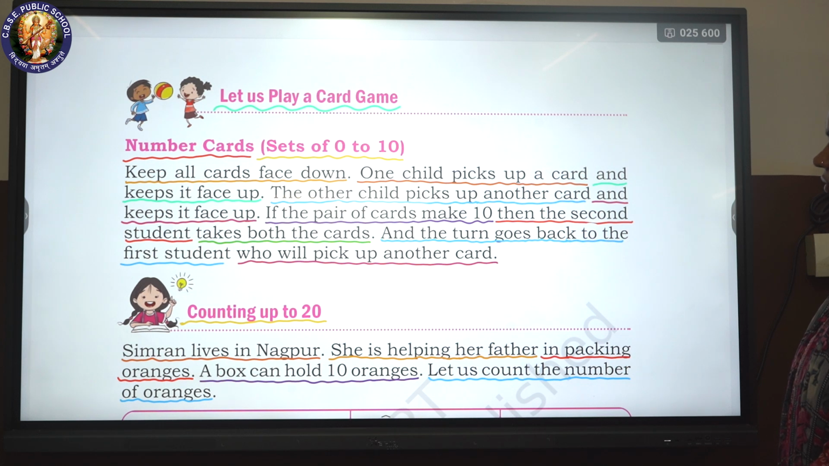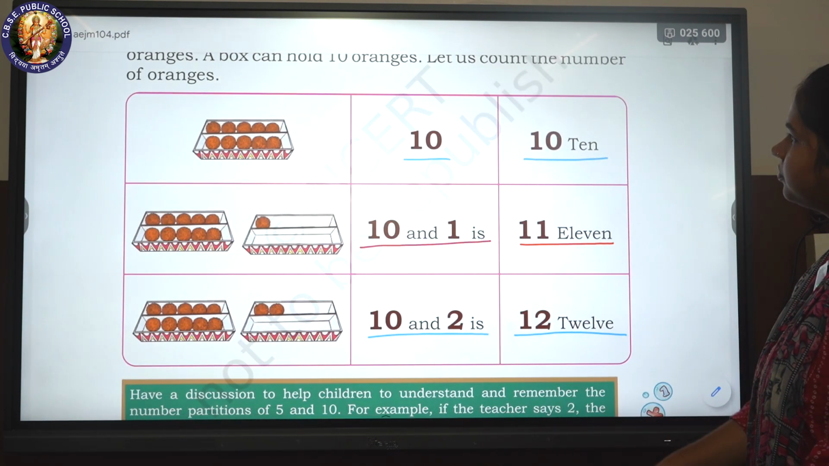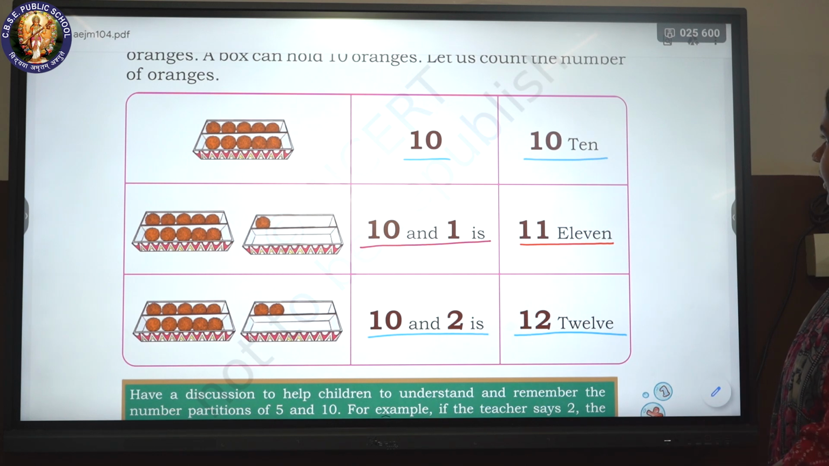Simran lives in Nagpur. She is helping her father in packing oranges. A box can hold 10 oranges. Let us count the number of oranges. 10. 10 and 1 is 11. 10 and 2 is 12.